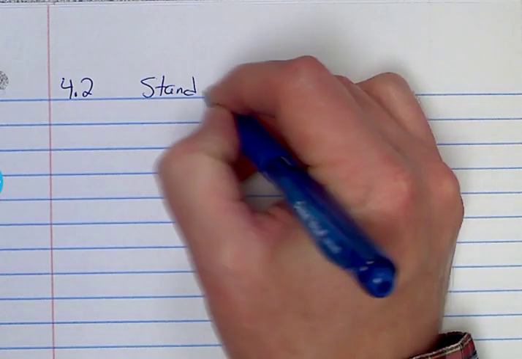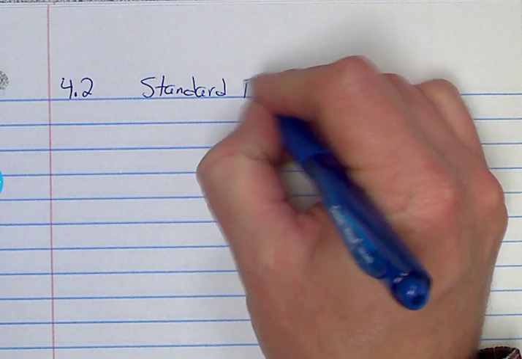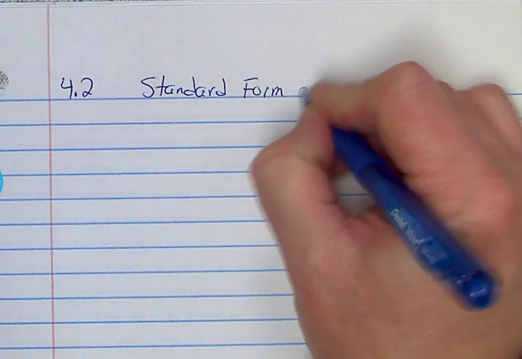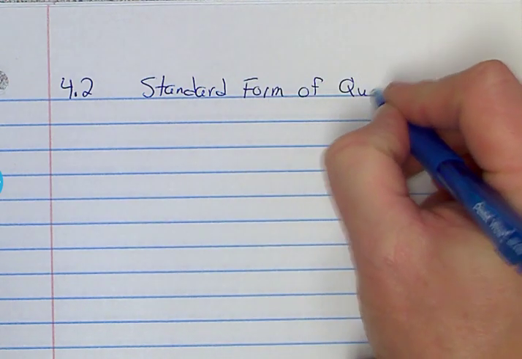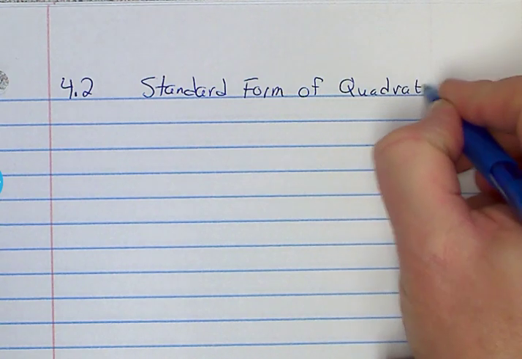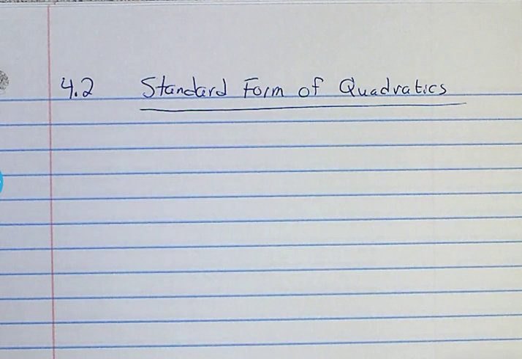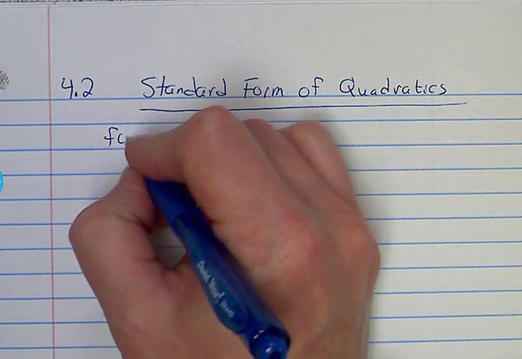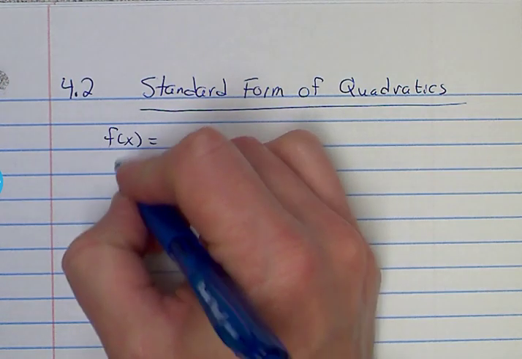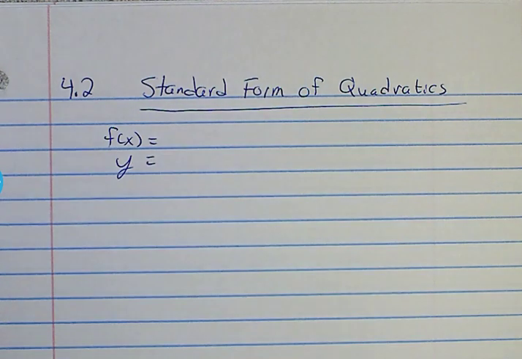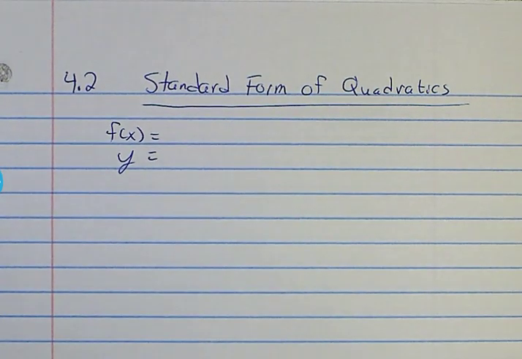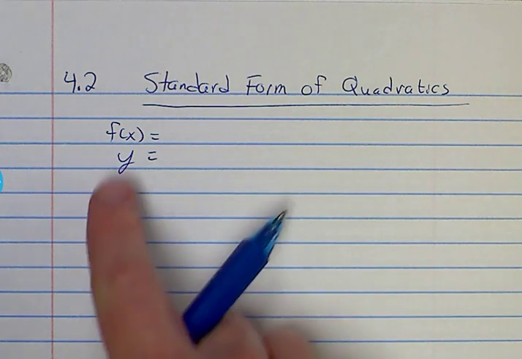4.2, we're still graphing, but this time it's standard form of quadratics. Alright, and just like we were doing in section 1, it could be that it's an equation or a function.